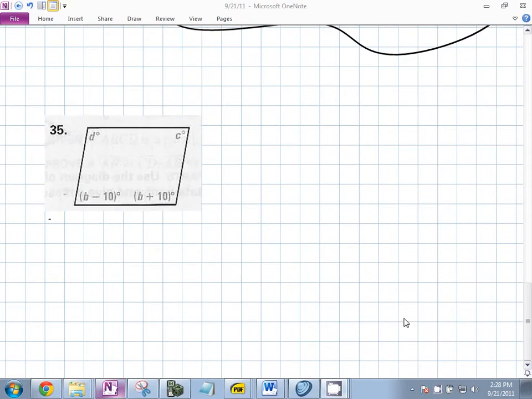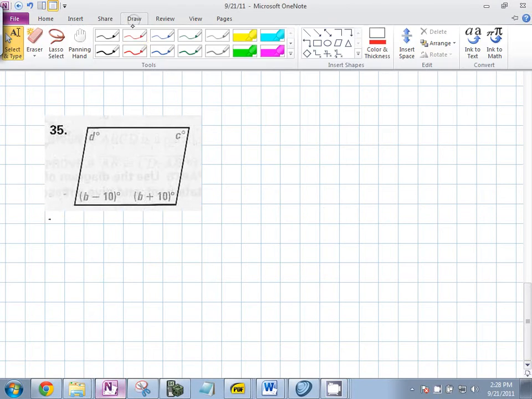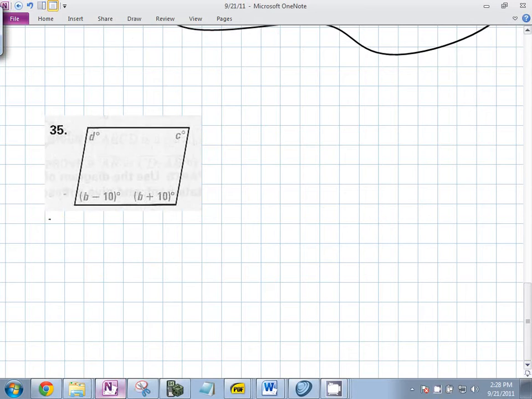A parallelogram, can you really do anything with it? Not really. Okay, in a parallelogram, what do you know about opposite angles? Congruent. So you know that D is going to be equal to B plus 10. And you also know that C is equal to B minus 10. Right. What else do you know about a parallelogram? Consecutive angles are? Consecutive angles are? I can't hear you.